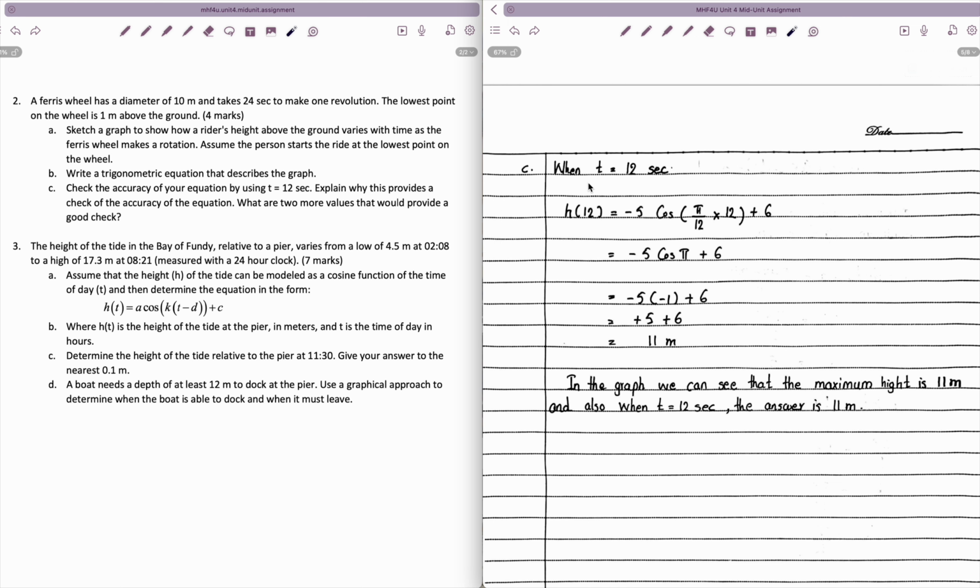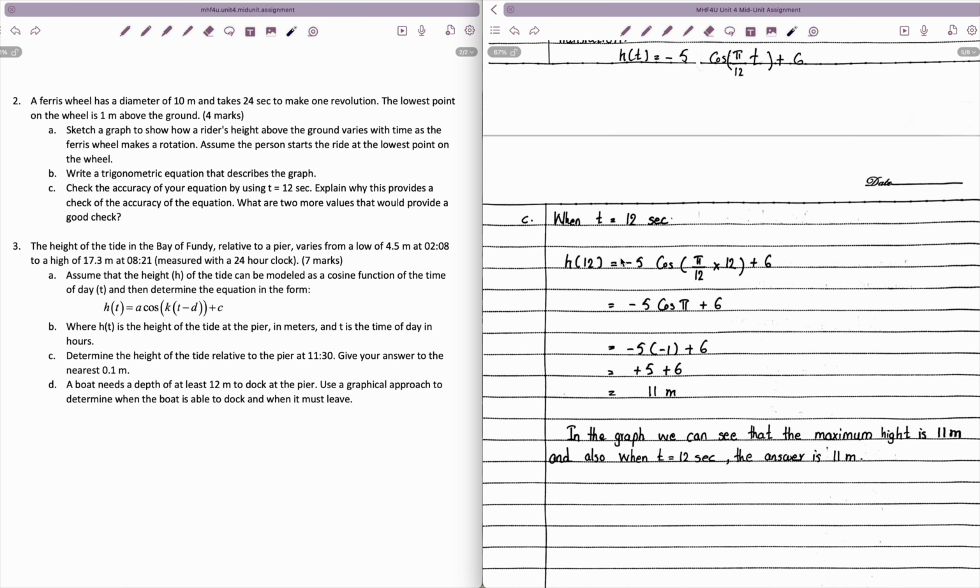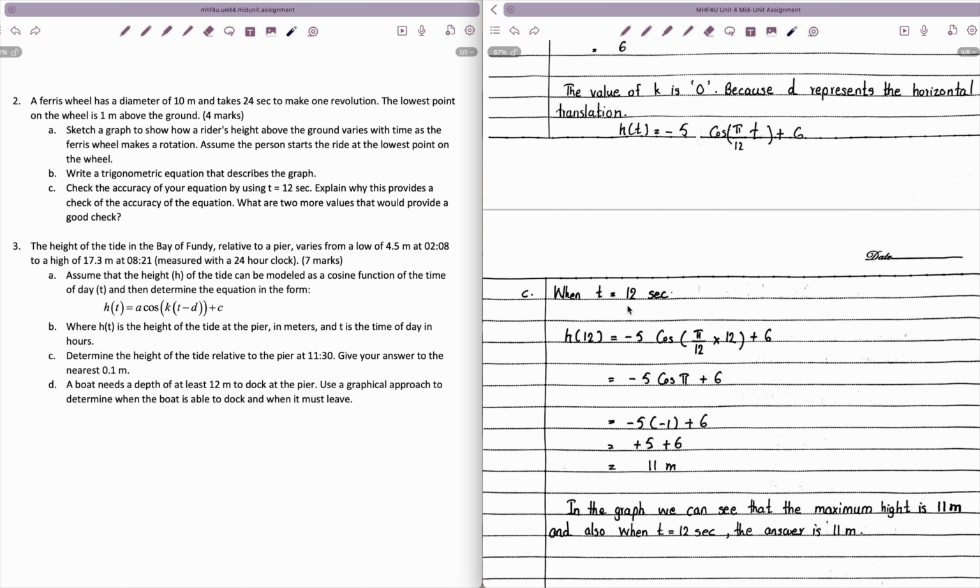So when t equals 12 seconds, t is 12, so in the equation, h of 12 equals negative 5 cos pi by 12 into 12, plus 6. So negative 5 cos pi plus 6. Cos pi is negative 1, so the answer is 11 meter.